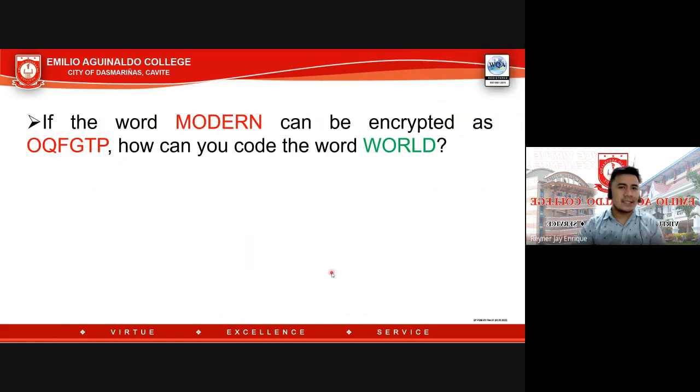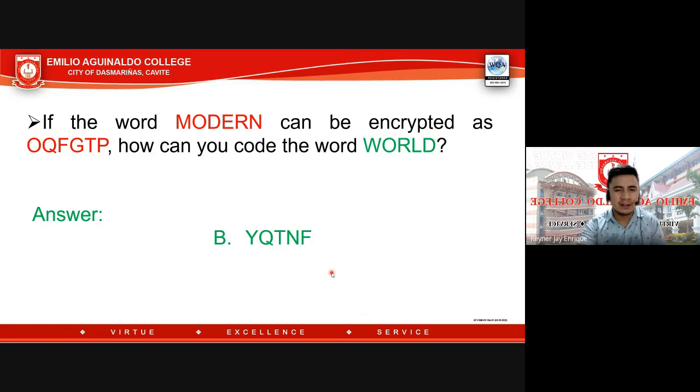Okay, so as you can see, the word modern can be encrypted as OQFGTP, which is just two letters after the actual word. For example, instead of M, we encode O as a replacement for M in a certain encryption pattern. For O, we skip a letter and get the next one, which is Q. So that is O, P, Q. And then we encode Q in place of O.